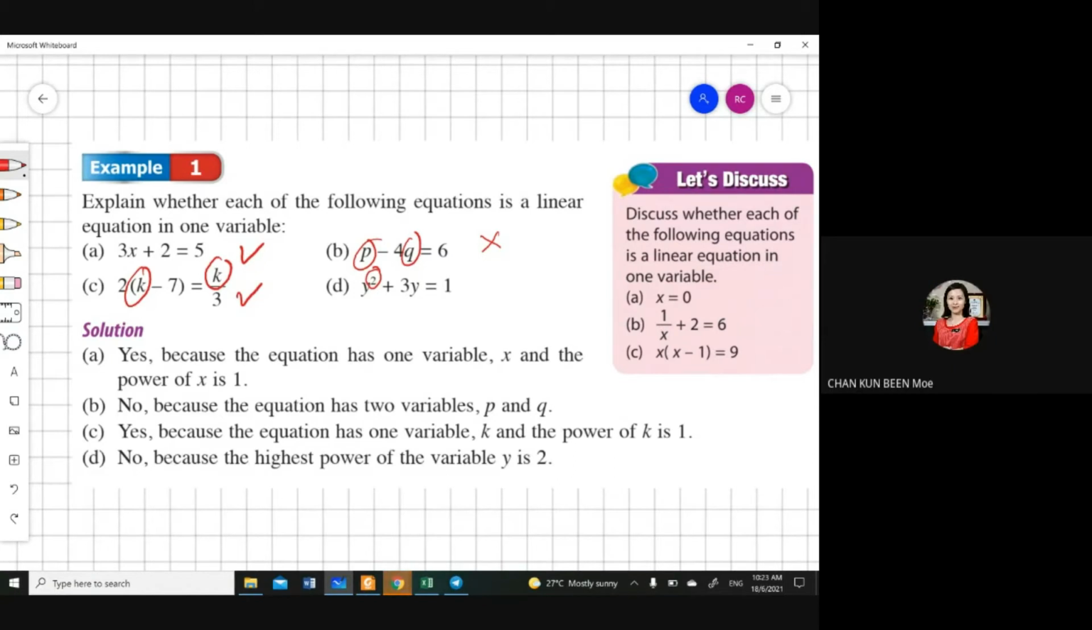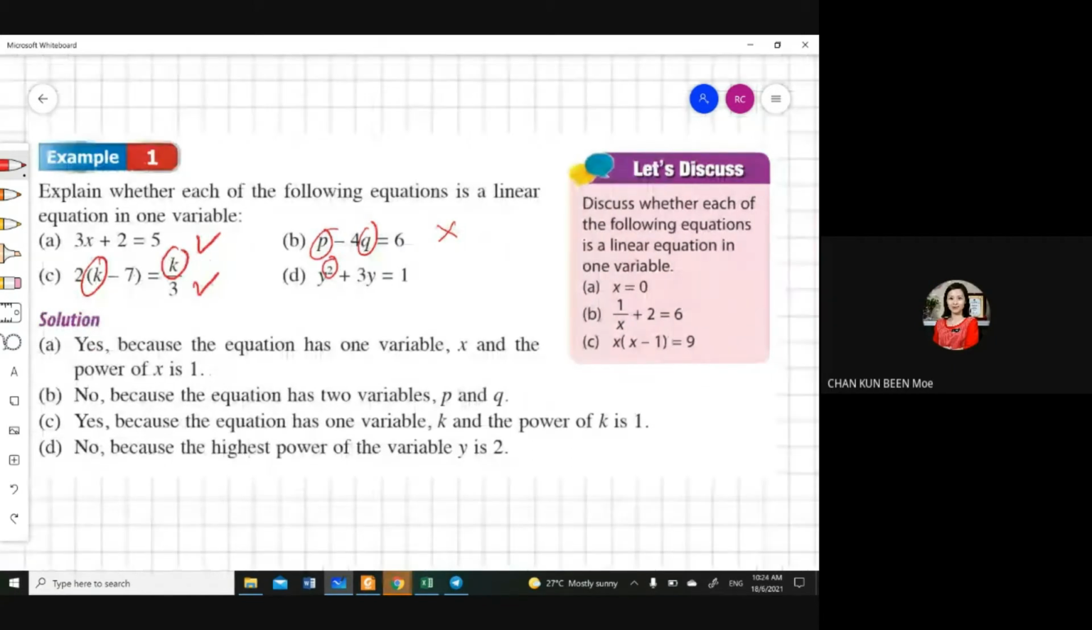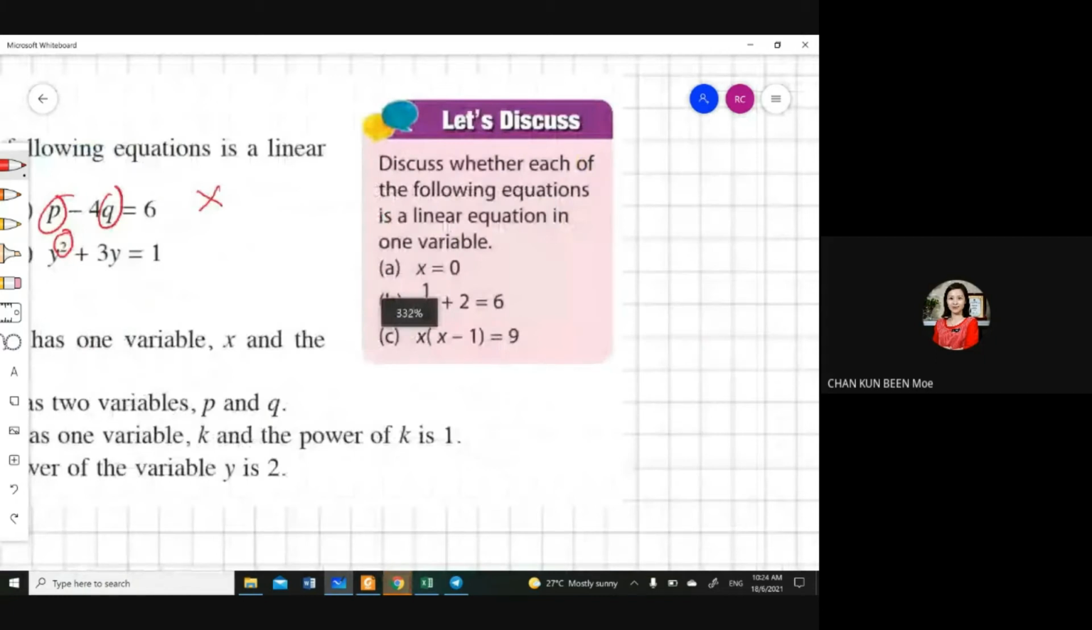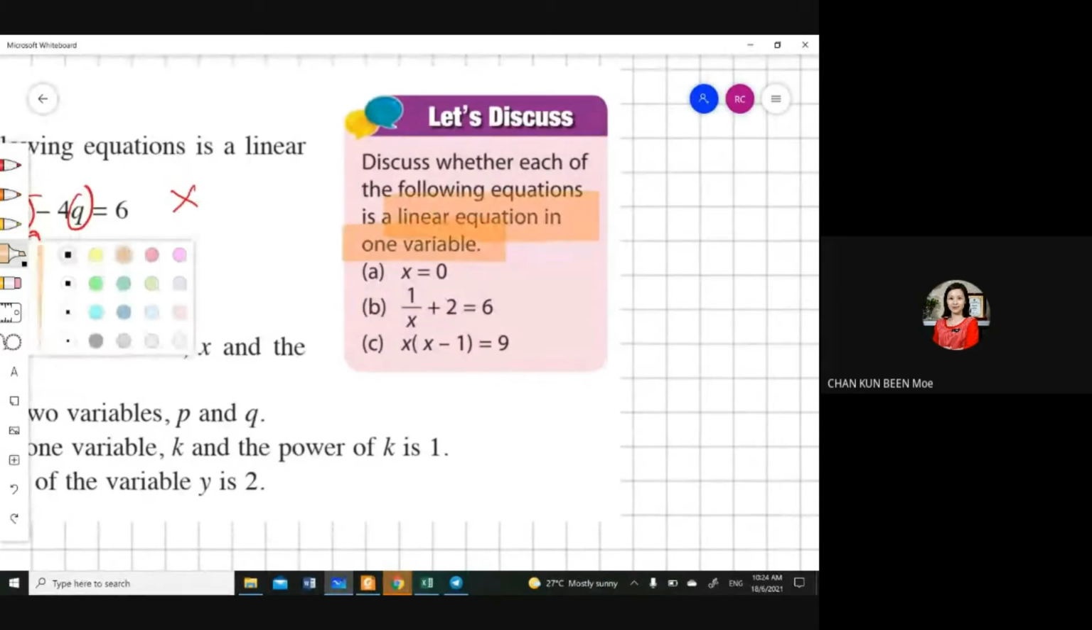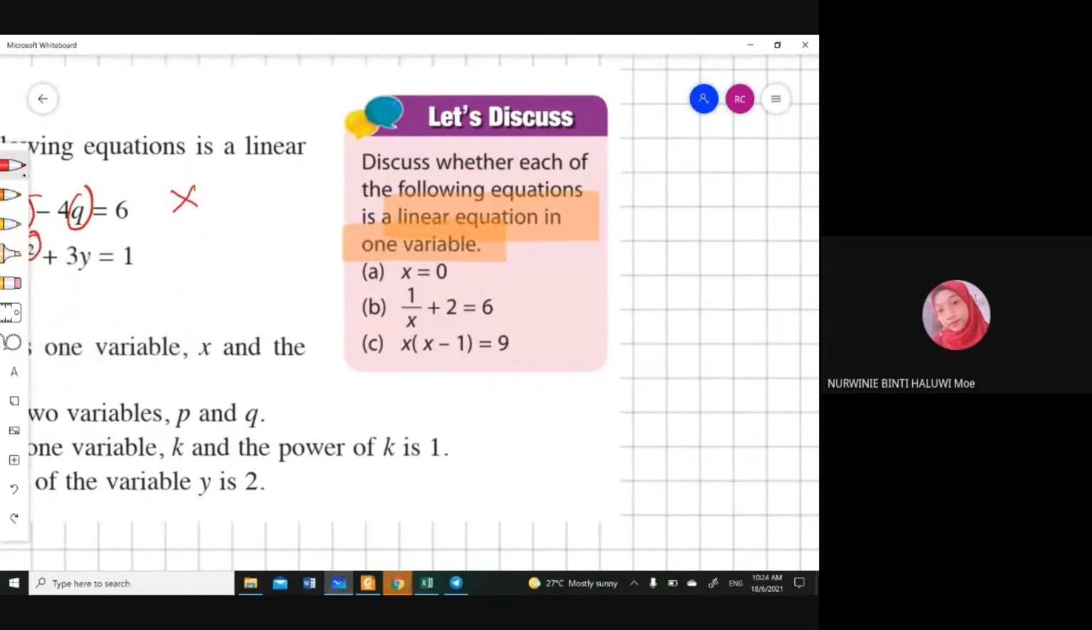Okay, now we look at the right-hand side over here. They ask us to discuss whether each of the following equations is a linear equation in one variable. So again, we are learning this linear equation in one variable. X equal to 0. Yes or no? Do we have a variable? Yes. How much is the power of the variable? 1. Do we have equality? Yes. So this is a linear equation in one variable, although it's very simple, x equal to 0.